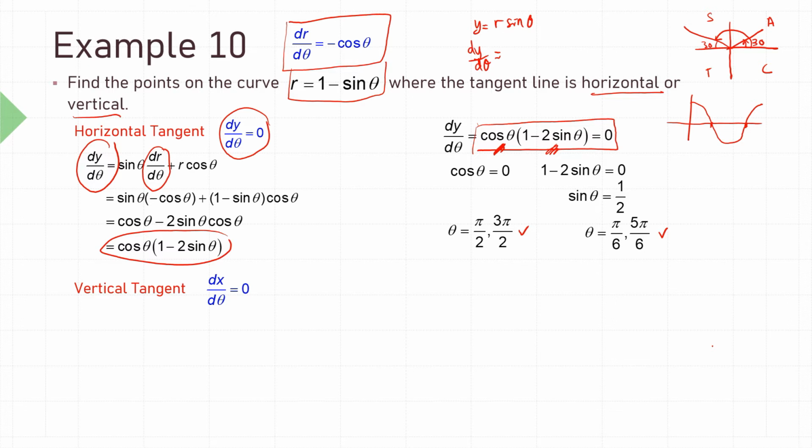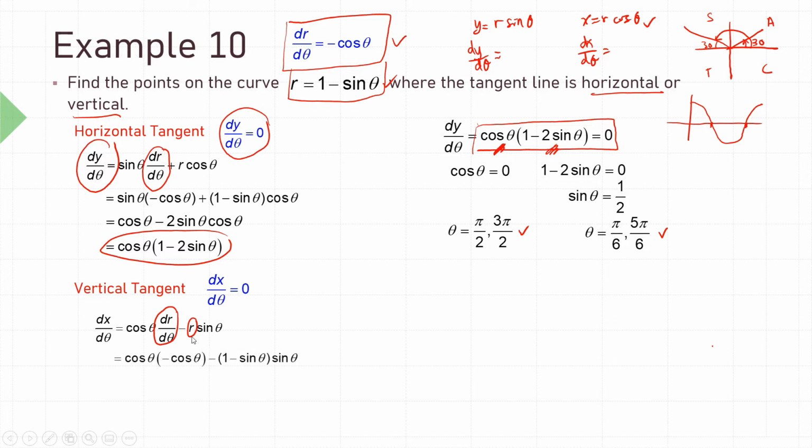So we want to find dx over d theta. We have to use the product rule because we have x equal to r cos theta. Therefore dx over d theta we can find using the product rule. So we have this. Now we substitute dr over d theta and also r, so we substitute with these two. So simplifying this, we get sine squared theta minus cos squared theta minus sine theta.